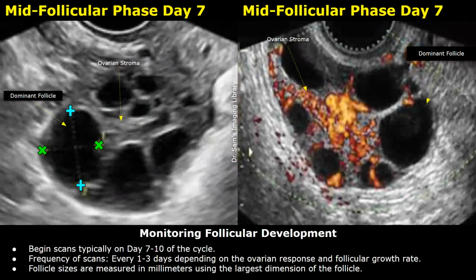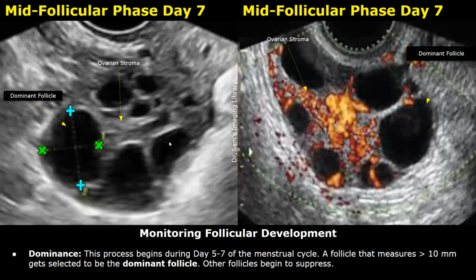Now we move on to day 7 of the menstrual cycle. Days 1 to 5 are part of the early follicular phase, and days 6 to 10 are part of the mid-follicular phase. These images are obtained on day 7. Follicular development is monitored here. A scan on day 7 is preferred. The frequency of scans is every 1 to 3 days, depending on the ovarian response and follicular growth rate.